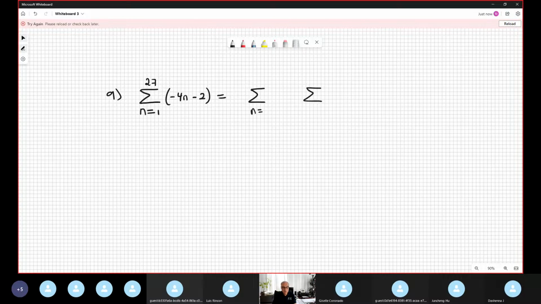From n equal 1 to 27, which is the last one. And here, the negative 4, I put outside, n. Plus, and here we have minus. You need to remember the formula.